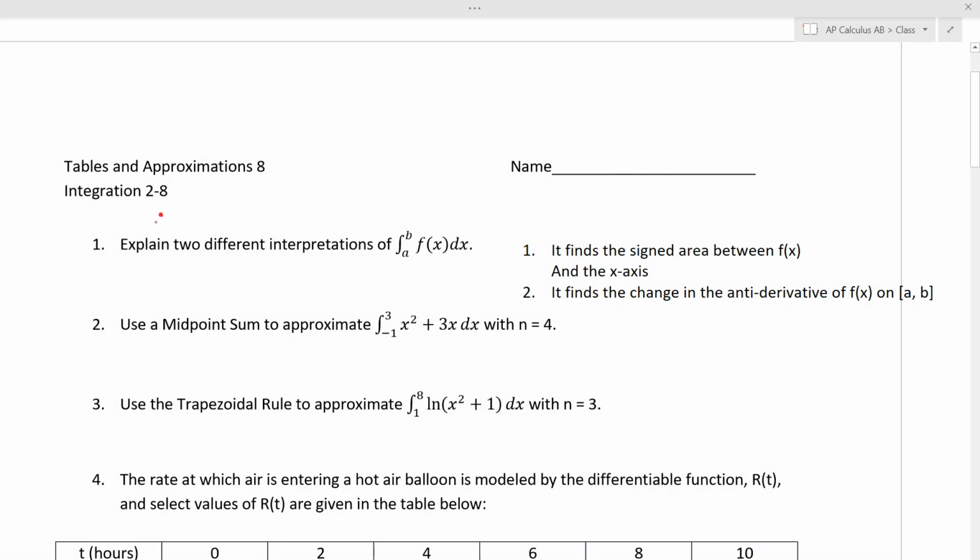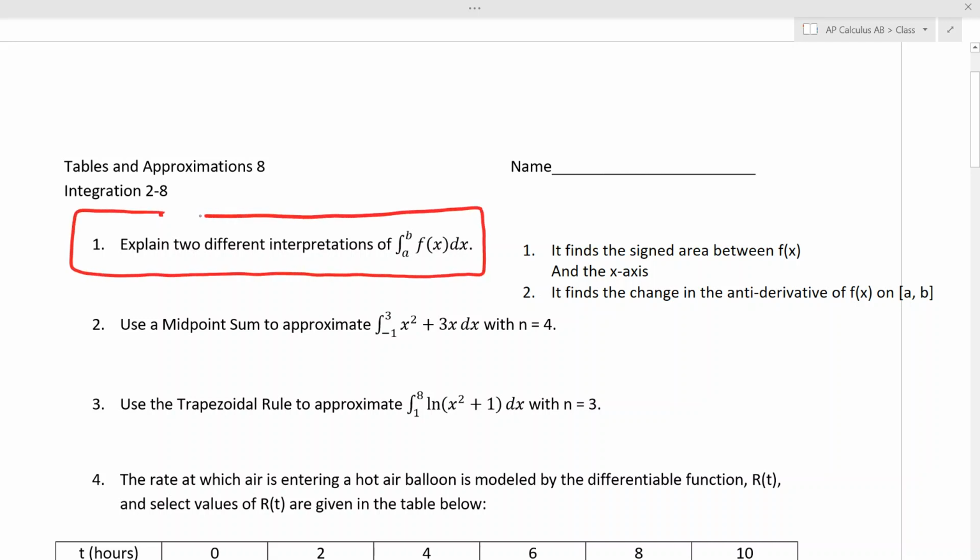So first off, before we go into all of this, let's make sure we all remember what the integral is saying, okay? The integral from a to b of f of x dx is asking us two things, and they're both equal to each other. It's asking us to find the signed area between f of x and the x-axis, and it's also asking us to find the change in the antiderivative of f of x on a to b. And we spent a lot of time doing that before we left school.